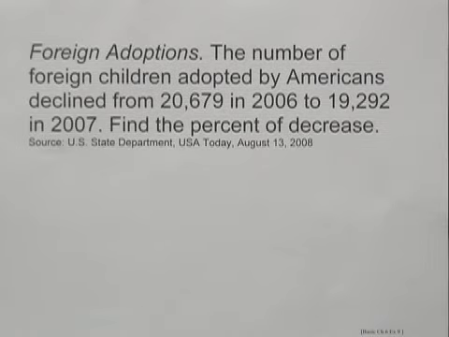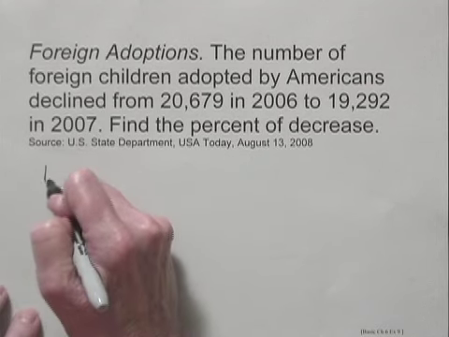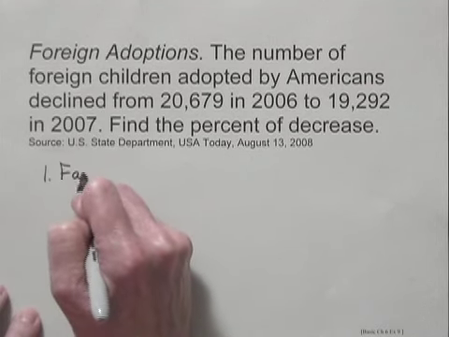The number of foreign children adopted by Americans declined from 20,679 in 2006 to 19,292 in 2007. Find the percent of decrease. We'll begin with step 1 of the 5-step problem-solving process, which is to familiarize ourselves with the problem.